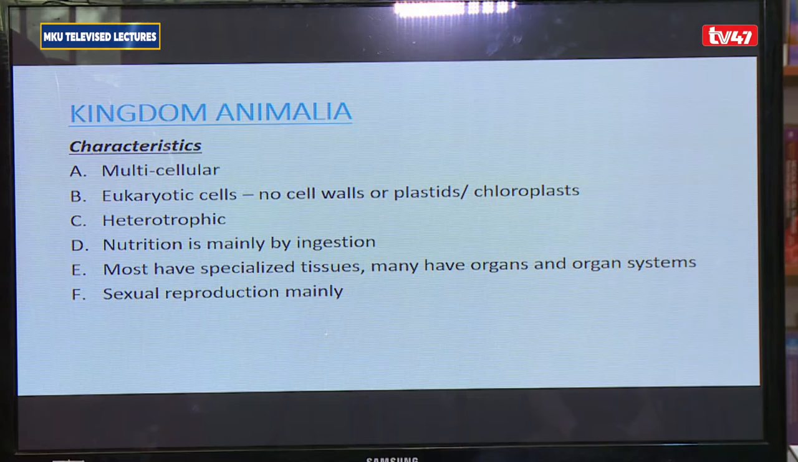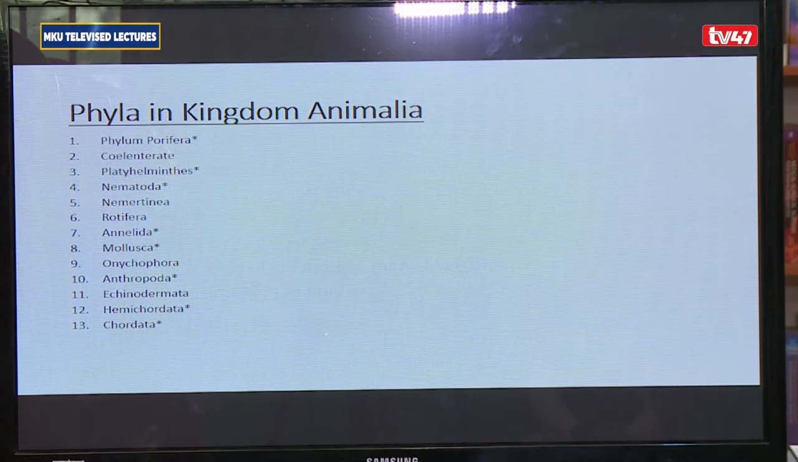And the last characteristic we shall talk about is that the reproduction in animals is mainly sexual, meaning they reproduce by means of gametes, male and female gametes. For the kingdom Animalia, it has got a number of phyla. The kingdom is divided into a number of phyla. The number of phyla we find in this kingdom tends to vary from one author to another. For us, we shall consider 13 phyla in kingdom Animalia.